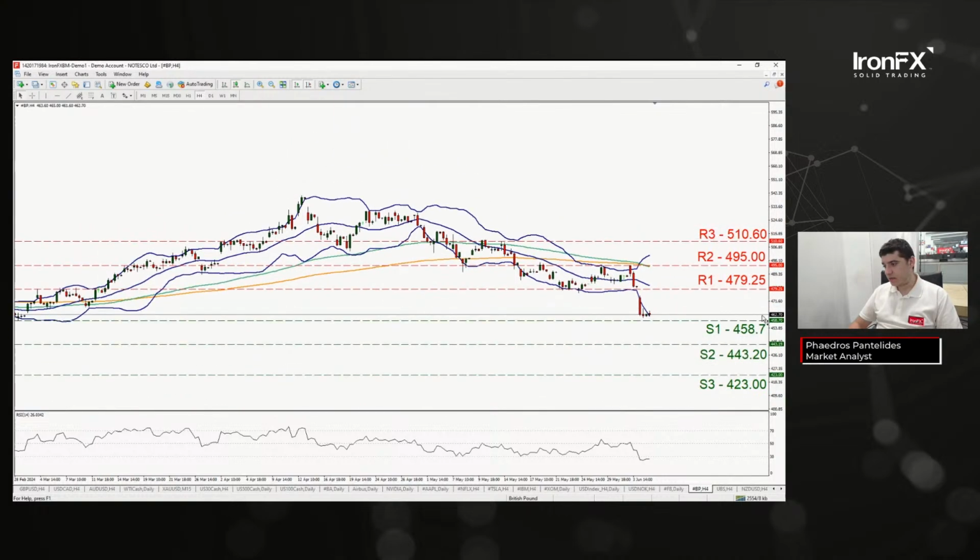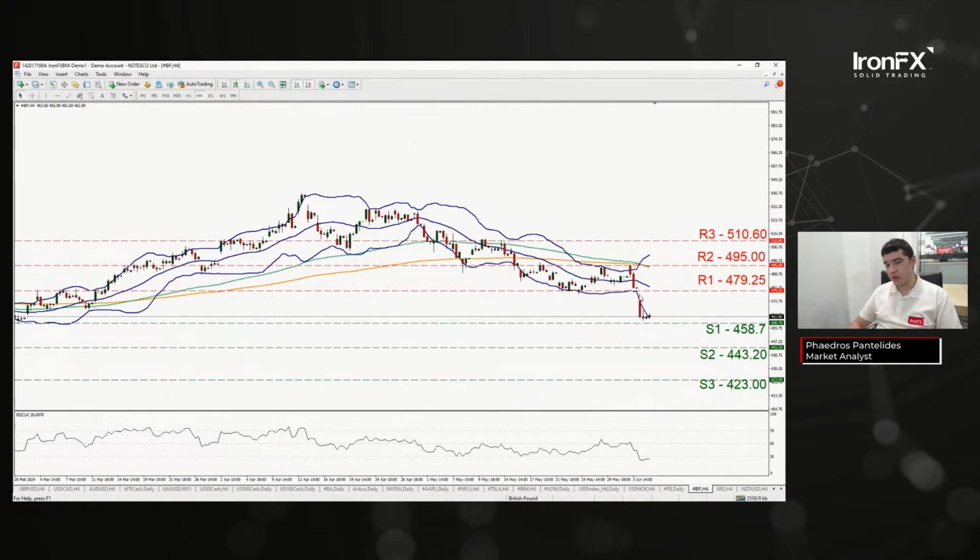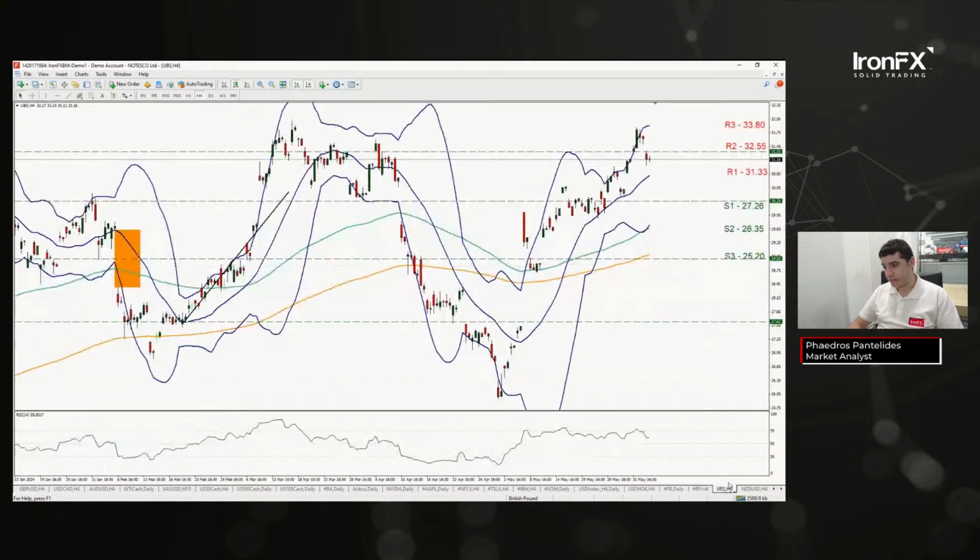So BP does appear to be moving in a relatively downwards fashion. Note it did gap lower, resting just above our support level of 458.70. RSI is below 30. Does imply bearish tendencies for the company stock price. Breaking below S1, the bears' next target could be at S2 at 443.20. Lower than that, 423. If it reverses direction and breaks above R1, next target could be R2 at 495.